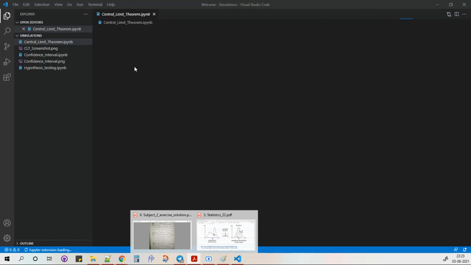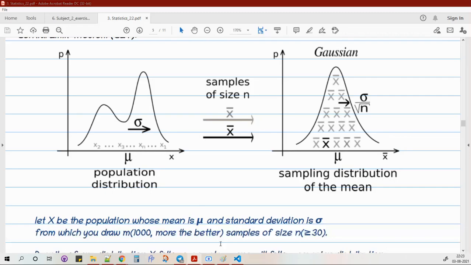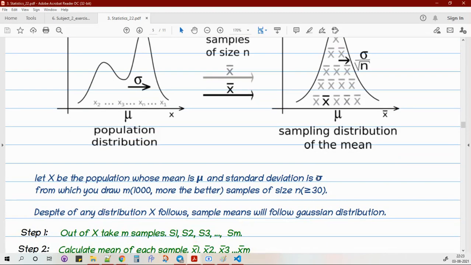That depends on the number of samples that you have taken, and in each sample how many points you have taken. Basically they're saying there should be a minimum of 30 points in each sample, and it will be better the more samples you take and do the math.